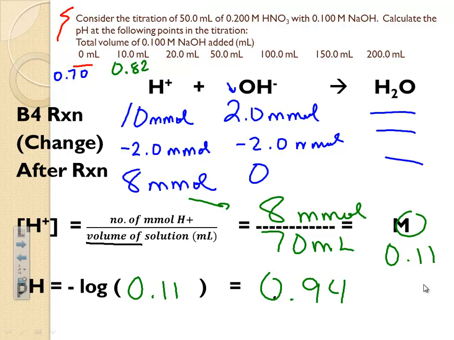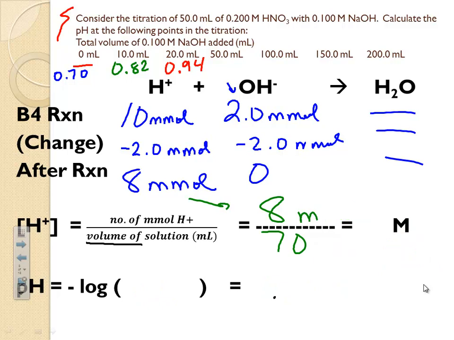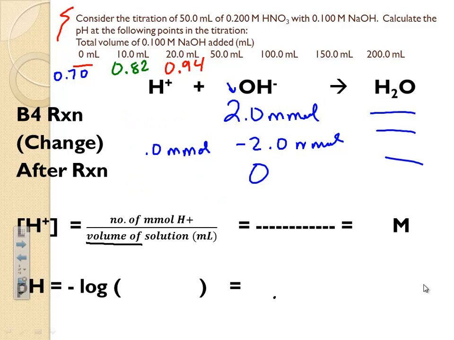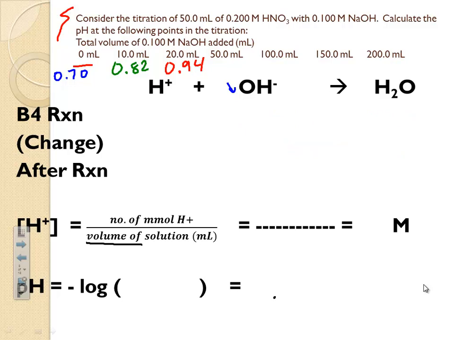I'm going to write that up here. Okay, and you can see that that pH is slowly changing. It's slowly going up, but it's doing so very slowly. Okay. All right, for the next one, for the 50 milliliters, why don't you take a second and try that yourself? You can pause the video if you need to, because I'm going to just kind of keep rolling. Hopefully for that one, you got an answer of 1.3. 1.30 for your pH.